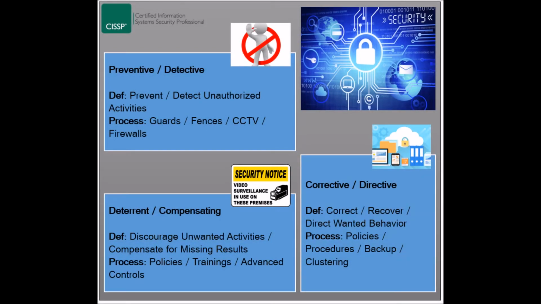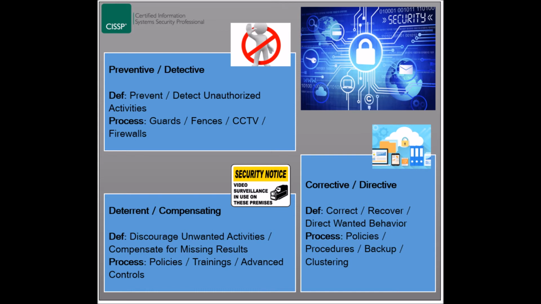The fifth control type is called corrective, and it recovers the systems or the environment to a healthy state prior to when a malicious activity has occurred. Examples of this type include antivirus software, backup and restore solutions, or simply rebooting the affected systems.